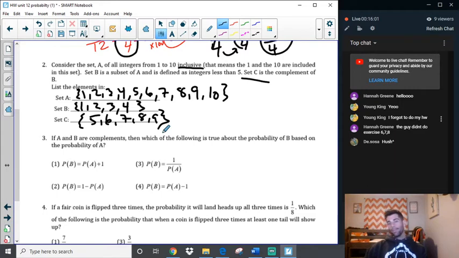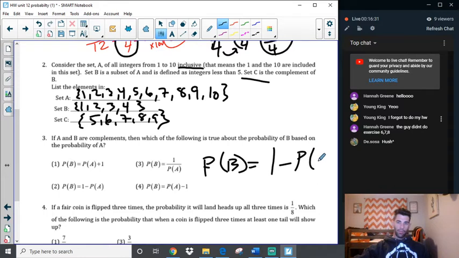Okay, 3. A and B are complements. Which of the following is true about the probability of B based on the probability of A? Try not to overthink that based on the words. A and B are complements. If you have one probability, to get its complement, you just do 1 minus that. So in this one, I want to know the probability of B, so I just do 1 minus the probability of A. That's going to be choice 2.